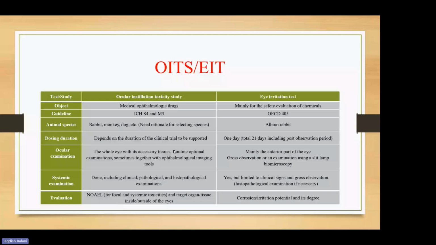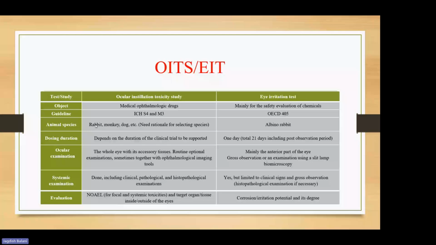While if you are going to perform the ocular instillation studies, then you have to go with the ICH S4 and M3 guidelines. Rabbit, monkey, and dog can be used for these studies; they are the most preferable. Monkey is most preferred because, although the eye globe is about half the size of the human one, the morphology of the monkey eye is similar to the human, especially as the macula is present in the monkey. While rabbit and dog have additional parts like the Harderian gland and nictitating membrane, which are normally not present in the human.